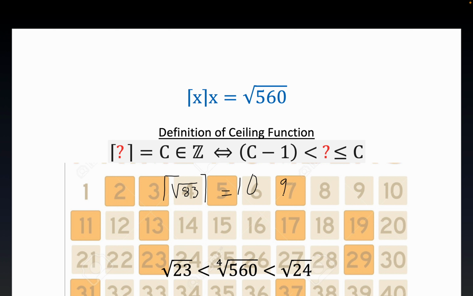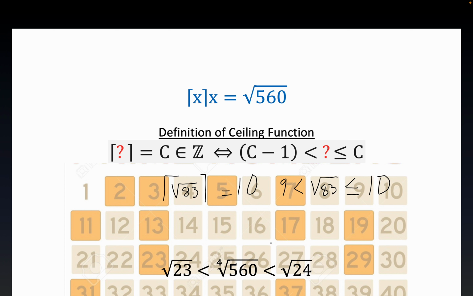9 is less than the square root of 83, which is less than 10. We have to say less than or equal to 10 because the ceiling of a constant is the constant, so we'll put less than or equal to. That's just a brief example of what the ceiling function does. It returns the least integer that's greater than or equal to the input argument. The input argument is a little bit bigger than 9, so the next integer would be 10.